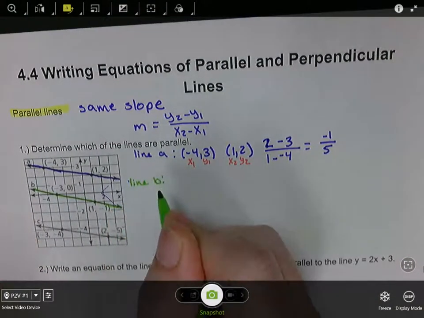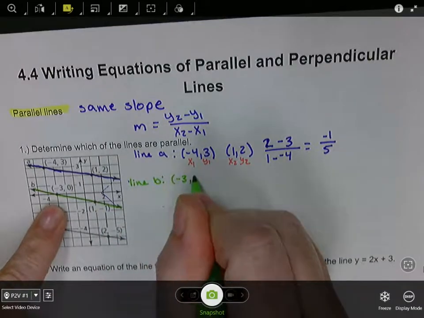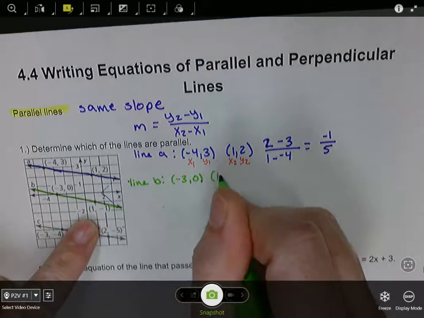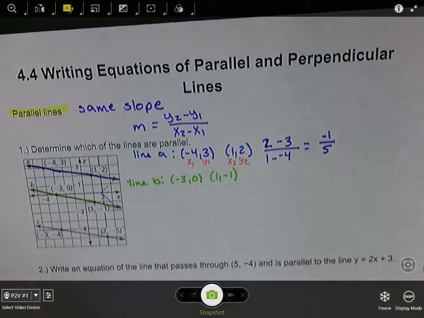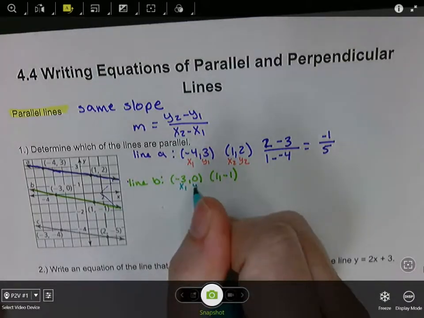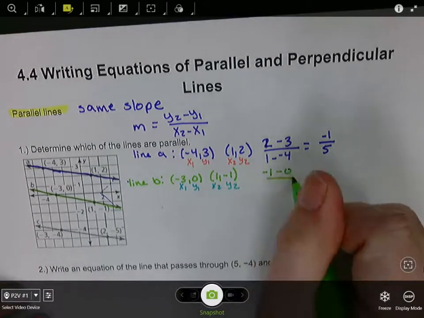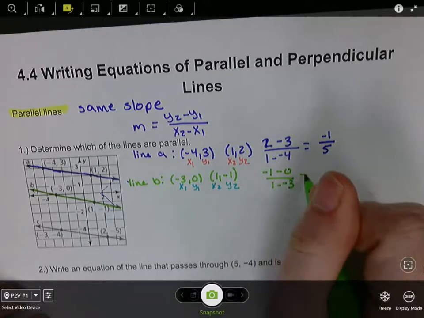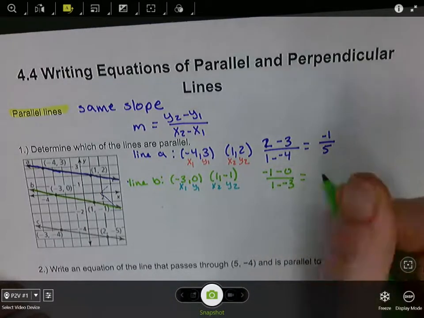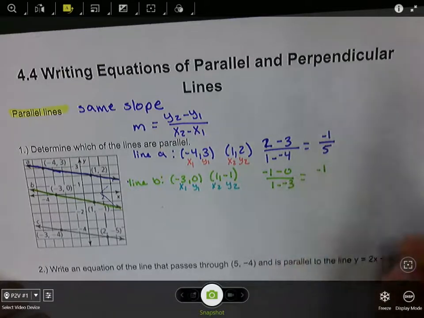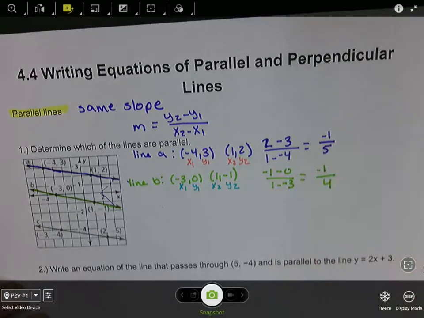And line B goes through the ordered pairs negative 3, 0, and 1, negative 1. Okay. All right, so label your x1, y1, and your x2, y2. And then plug it into the slope formula, y2 minus y1 over x2 minus x1. So that would be negative 1 minus 0 over 1 minus negative 3. Okay. All right, negative 1 minus 0 is negative 1, and 1 minus negative 3 is 1 plus 3, which is 4. So negative 1/4.